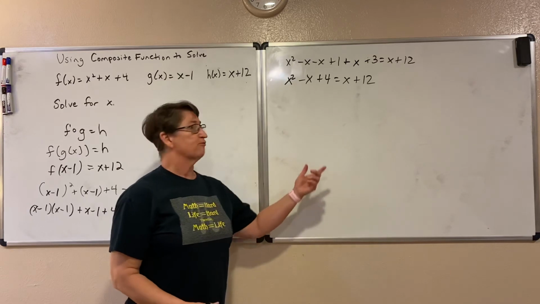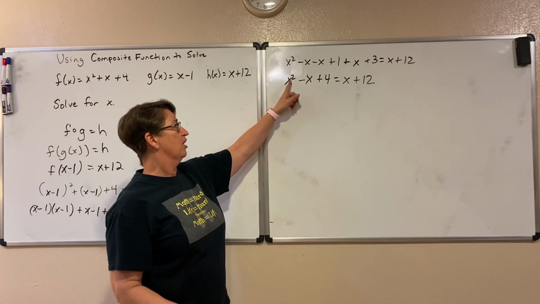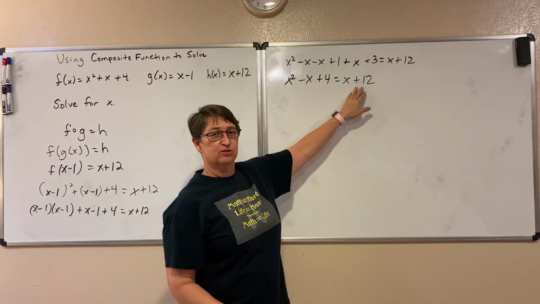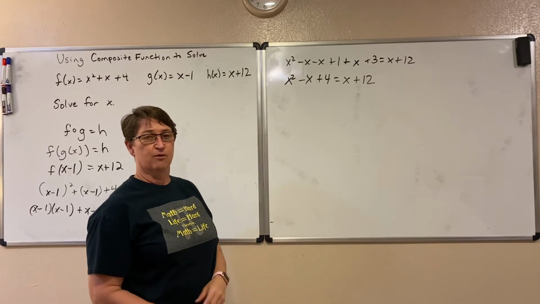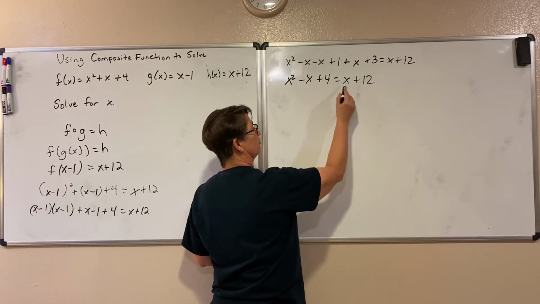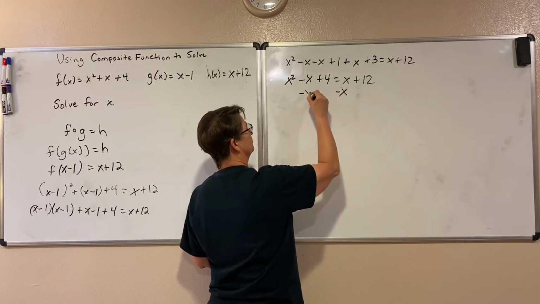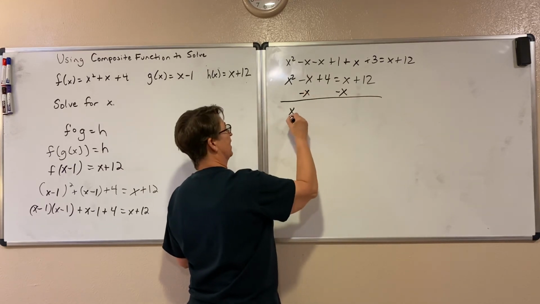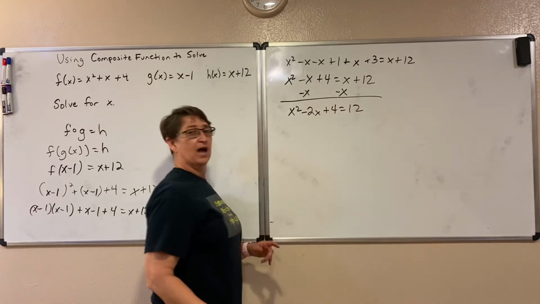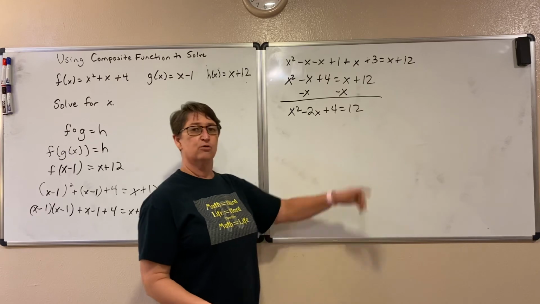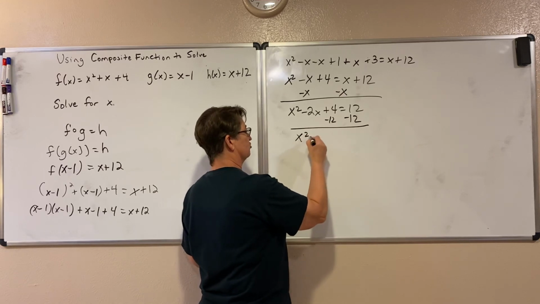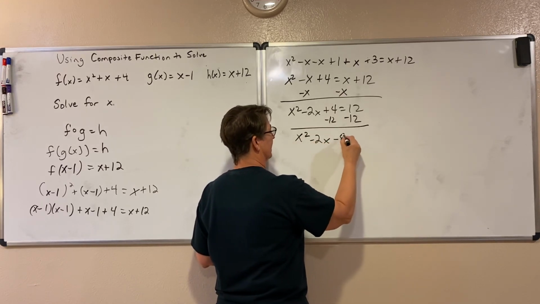I still am trying to solve for x. Anytime I have a degree larger than 1, so in this case a degree of 2, I'm going to set one side equal to 0 so that then I can factor in order to solve for x. So I want this side to be equal to 0. So I'm going to subtract x from both sides, and that leaves me with x squared minus 2x plus 4 equals 12. My goal is still to get this side equal to 0, so I'm going to subtract 12 from both sides. So I have x squared minus 2x minus 8 equals 0.